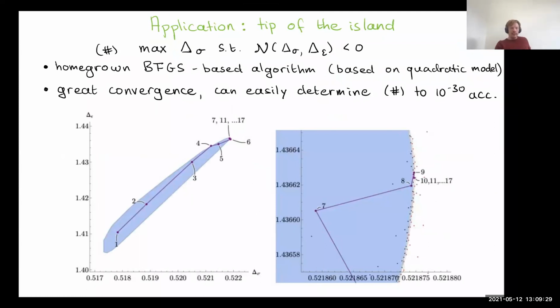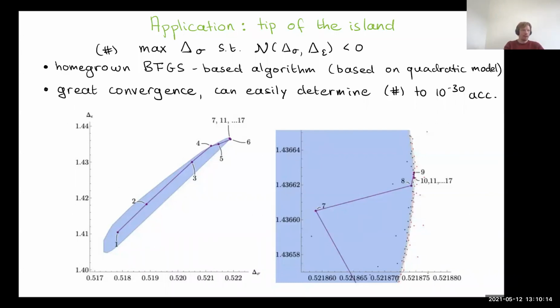Now, as one slightly different application, and this is almost my last slide, I want to say that you can also use the navigator function very easily to find the tip of the island. I started in the beginning with this idea that you want to project down to one dimension to write your abstract, at least of the paper. And so that means something like this, right? You want to maximize the scaling dimension, for example, delta sigma, such that the navigator function is negative, or maybe non-positive, so less than or equal to 0. That is also a fairly standard optimization problem that you can attack in all kinds of ways.